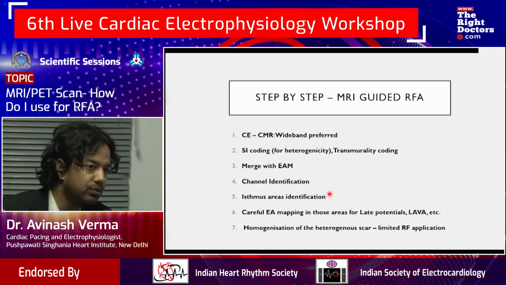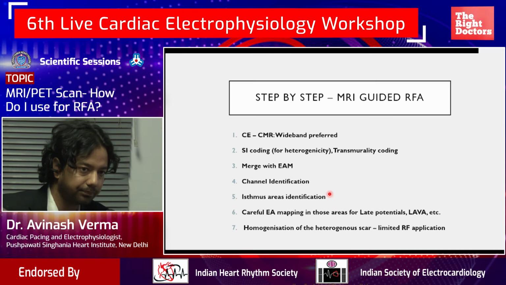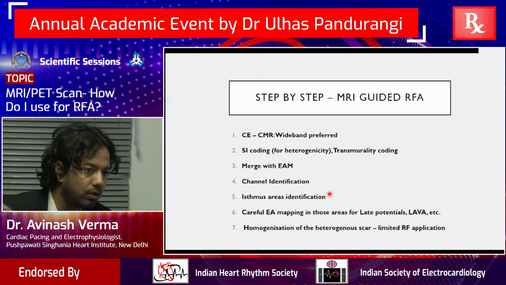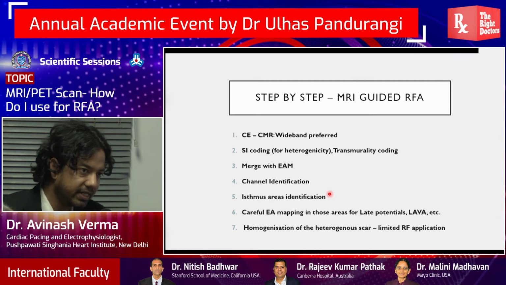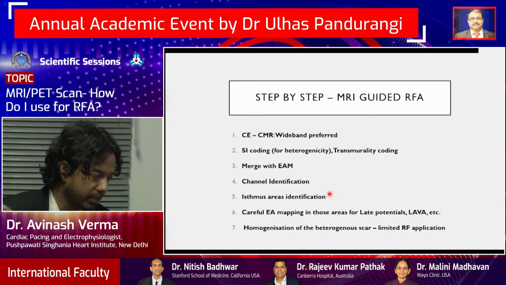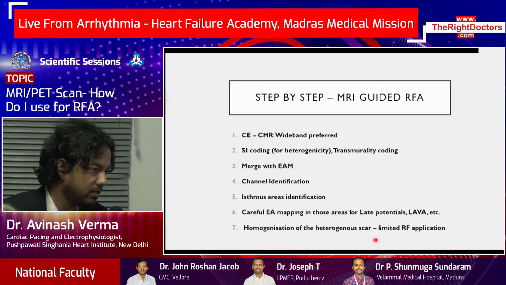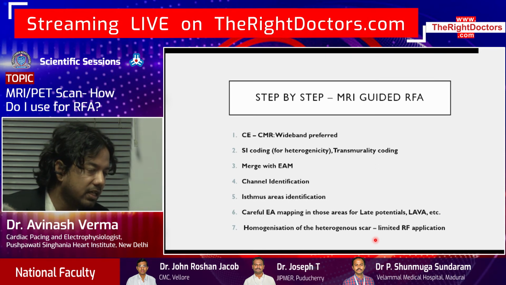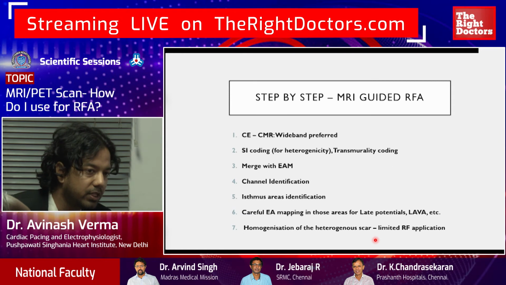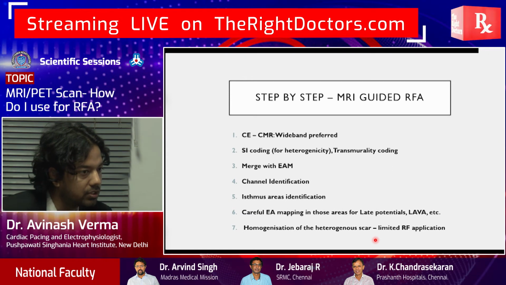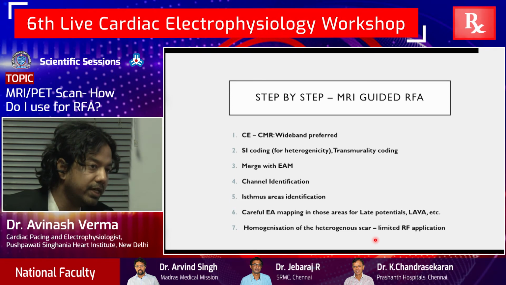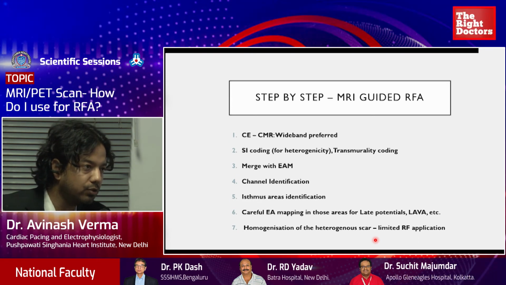And finally, you have to use EP. You have to go there, see the signals, map for the late potentials, LAVAs, pace from there, see the signal to QRS and all those things, and then give the lesions there. But at least it will tell you where to go and look for it and where not to. So careful EAM mapping in those areas for late potentials, LAVAs, etc., and homogenization of a heterogeneous scar by limited RF application, that should be our goal. Homogenizing an already dead core area with signal intensity 90 to 100% won't serve much of a purpose. Whereas leaving some channels which appear to be too dead because the signals were only 0.2 will be a problem. So we have to ablate all those areas.